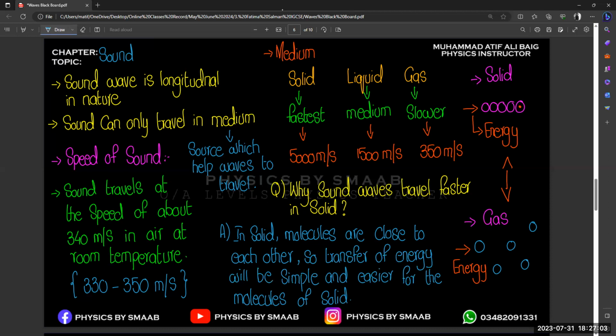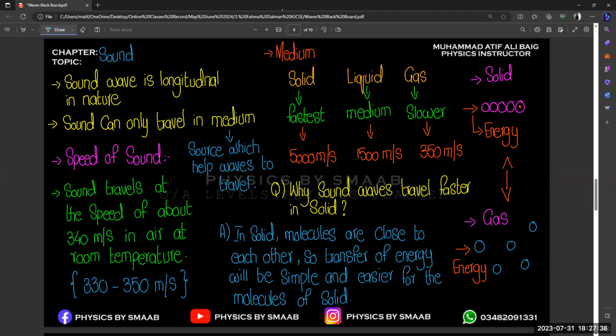If you want to phrase the answer by yourself, you may phrase your answer in your own words. It's up to you, because you got the concept of what is the main difference. In solid, molecules are tightly packed, so they can easily vibrate and quickly transfer energy without wasting their energy in any other form. That's why in solid, sound waves can travel faster as compared to liquid and gas. Okay, any confusion? All right.